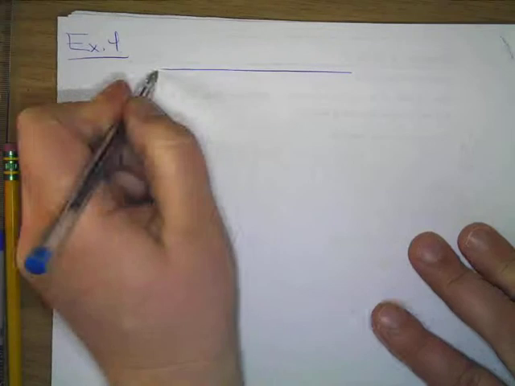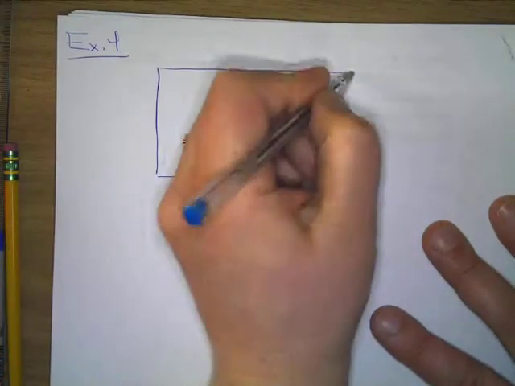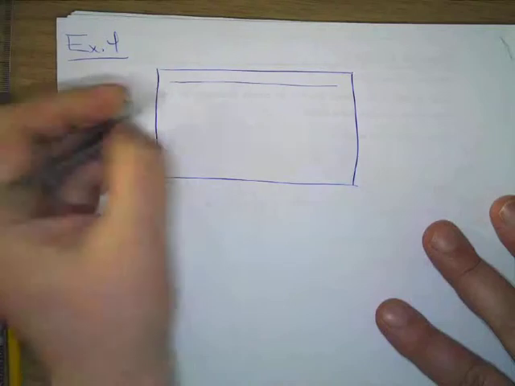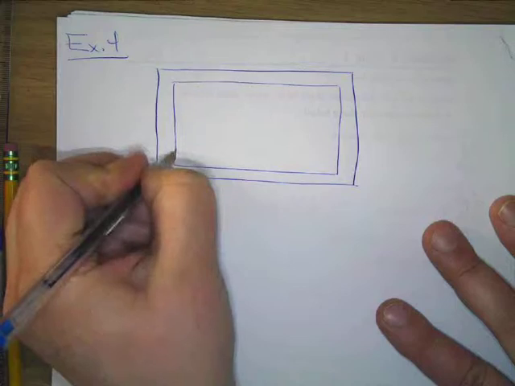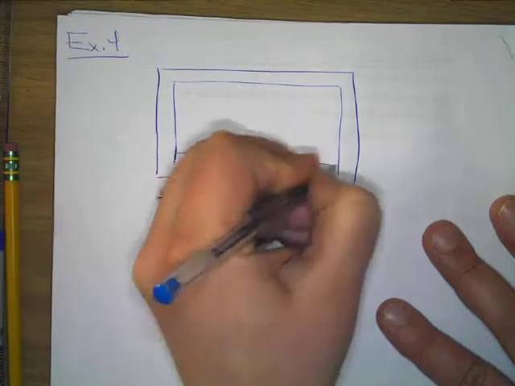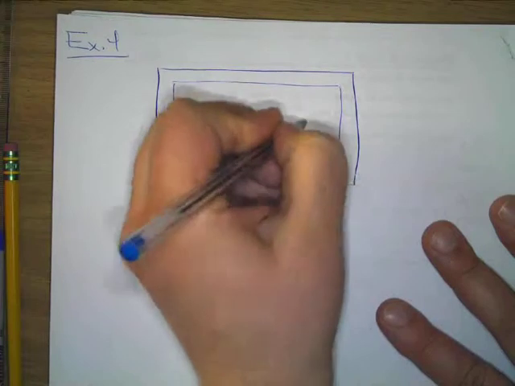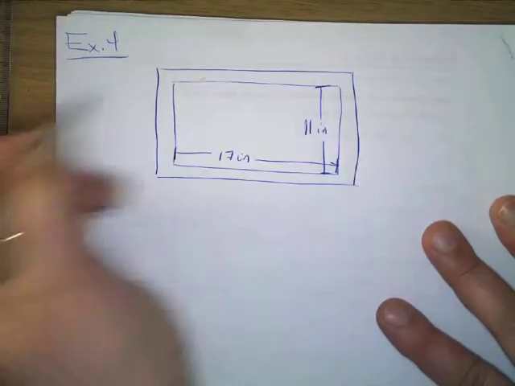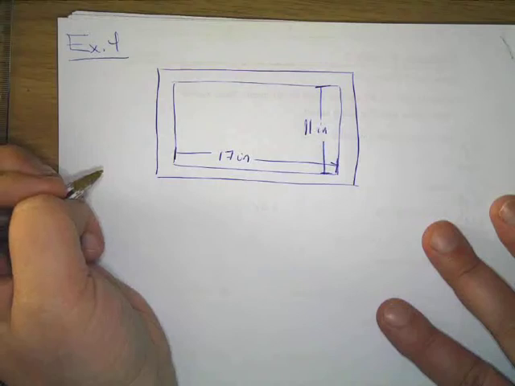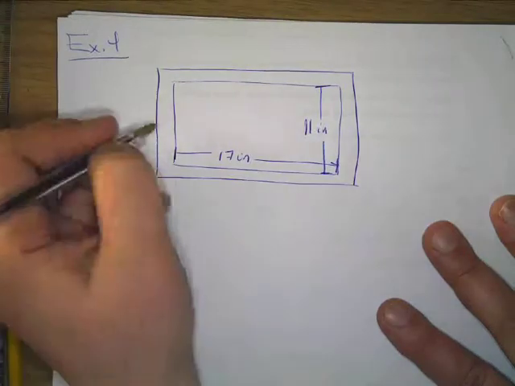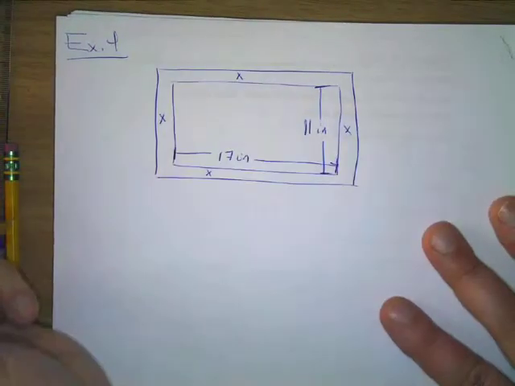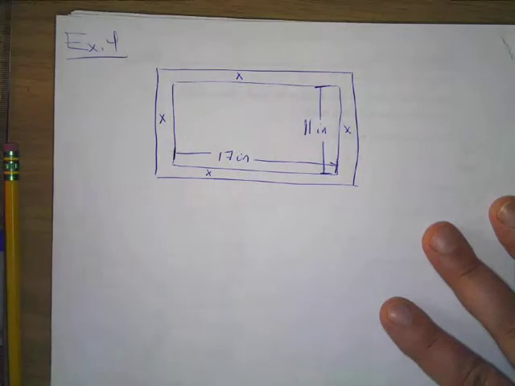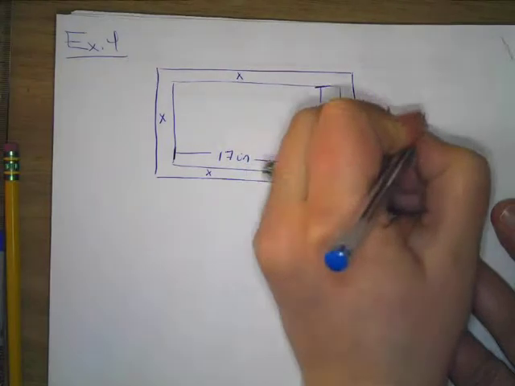So we have a picture frame. We have a picture, and they tell us the picture is 17 inches by 11 inches. And we want the width of the frame to be the same all the way around. And we want the total area to be 315.